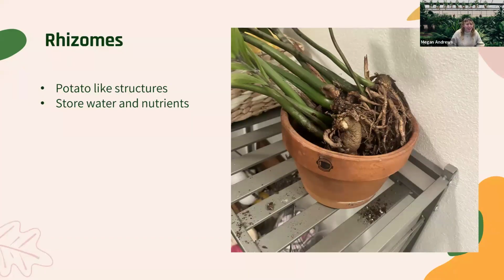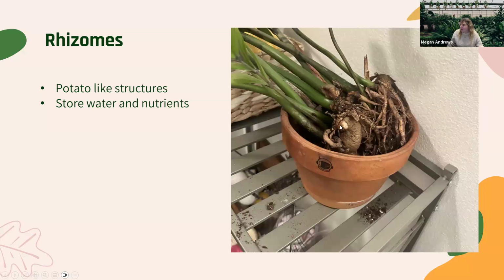Okay. And then we're going to talk about rhizomes, because these are things that sometimes people notice growing in their plant when they repot it, and they're like, what is this growing in my roots? This is a natural part of your plant. Rhizomes are a type of root that store water and nutrients for your plant. They're really common in ZZ plants. These ones are very dried out.